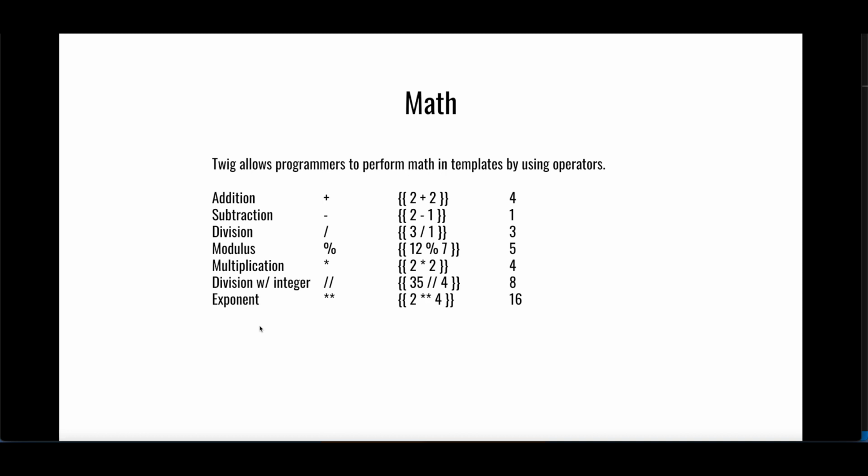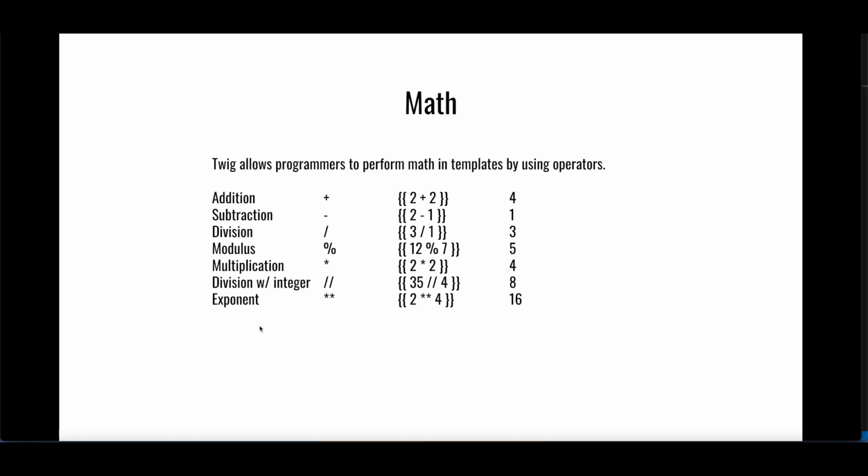They are addition, which is the plus sign, subtraction, which is the minus sign, division, which is the divide sign or the slash. I guess there is no divide key. Modulus, so let's say if you needed a remainder of something, that's the percent sign. Multiplication is the asterisk. Now, division with integer, this is really interesting. So that is a double slash. Now, honestly, I can't remember anymore if that's a forward slash or a backslash. I think it's a forward slash, so let's just go with that.